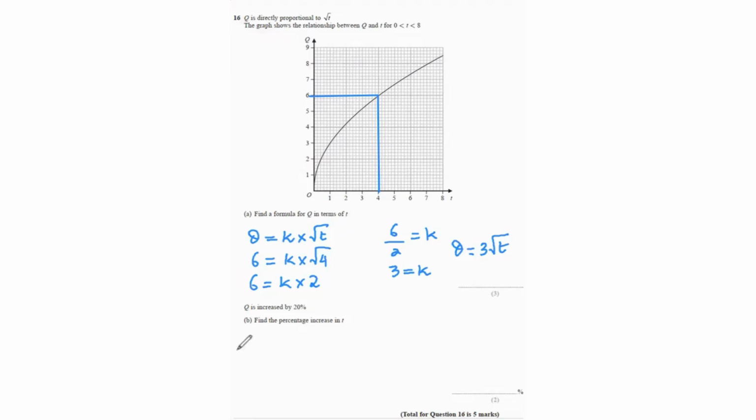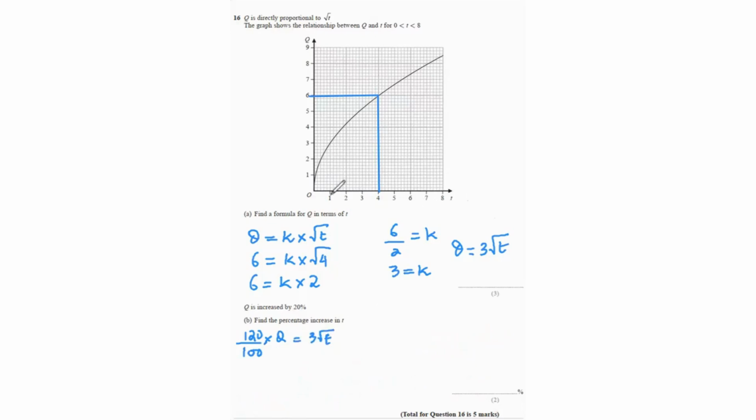Then it says Q is increased by 20%. Find the percentage increase in T. As you can see, the question says that Q is increased by 20%. So Q initially exists as 100%. So if we increase it by 20%, it's going to be 120 over 100 times Q equals 3 root T.